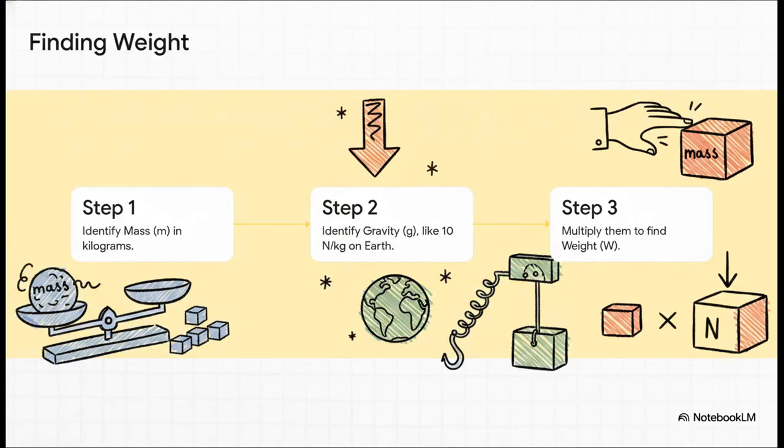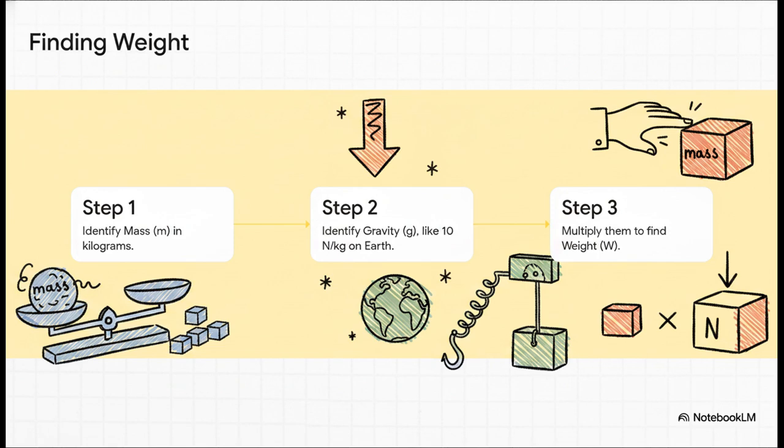So here's how we apply it. Step 1, grab your mass in kilograms. Step 2, identify the gravity. On Earth, gravity exerts roughly 10 newtons of force for every kilogram of mass, so g is essentially 10. Step 3, just multiply them. If we have a 5 kilogram object, we multiply 5 by 10 to instantly discover a downward weight of 50 newtons.